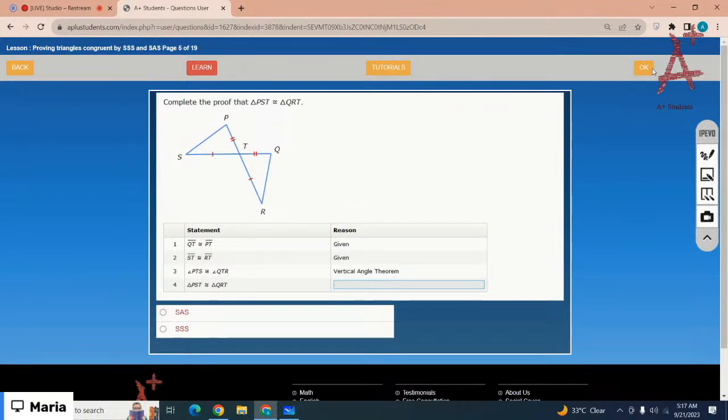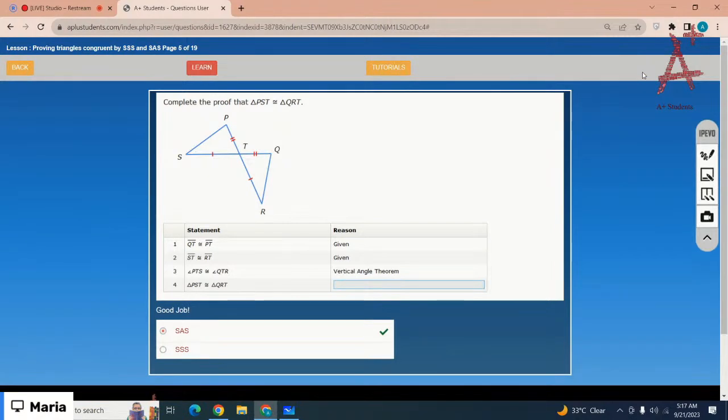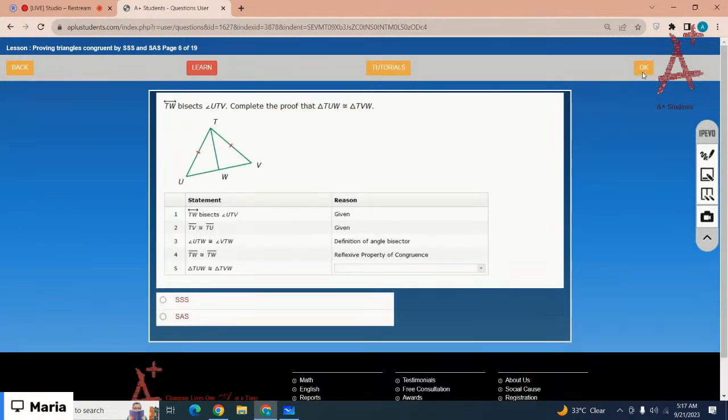Complete the proof that triangle PST is congruent to triangle QRT. Okay, so you are given QT is perpendicular to PT and RT is perpendicular to ST, right? That means then triangle PTS and triangle QTR are congruent. That means then it is side, angle, and side. The correct option is side, angle, and side. Okay, you can complete the lesson by yourself later today. Let me just move on to the next lesson.